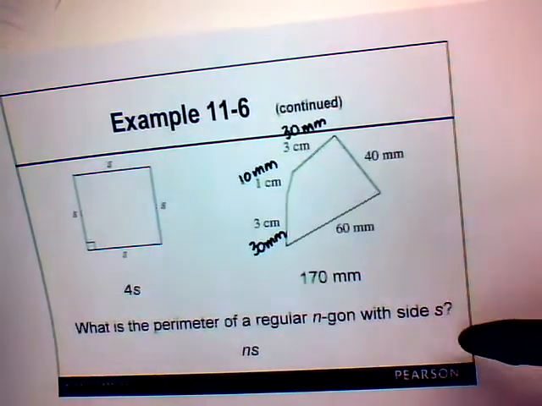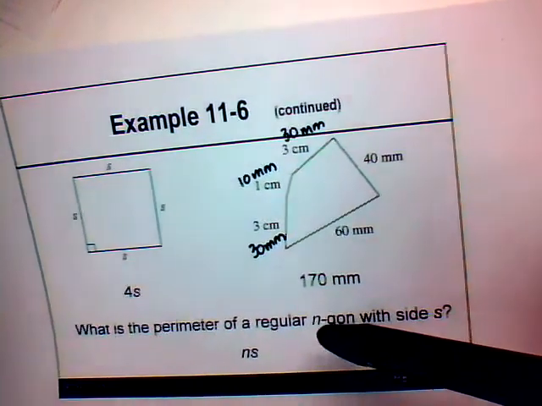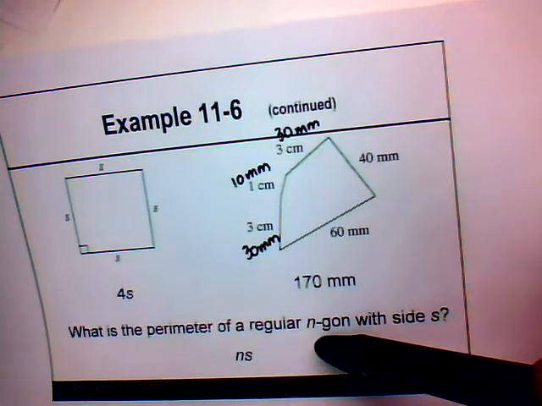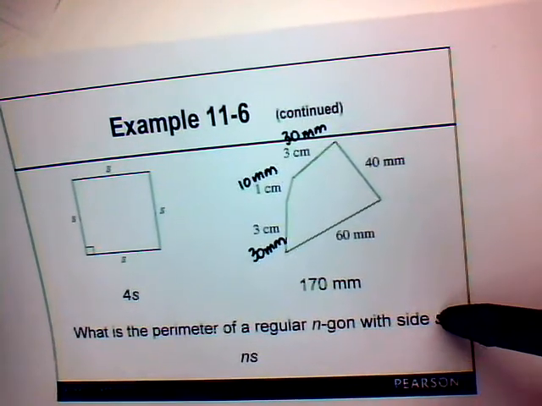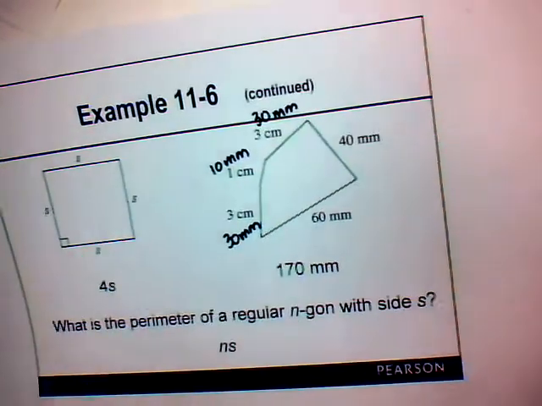And then next, what is the perimeter of the regular n-gon with side S? You have an n-gon, which is a polygon with n sides. Each side has a length of S, so that perimeter is just simply n times S.